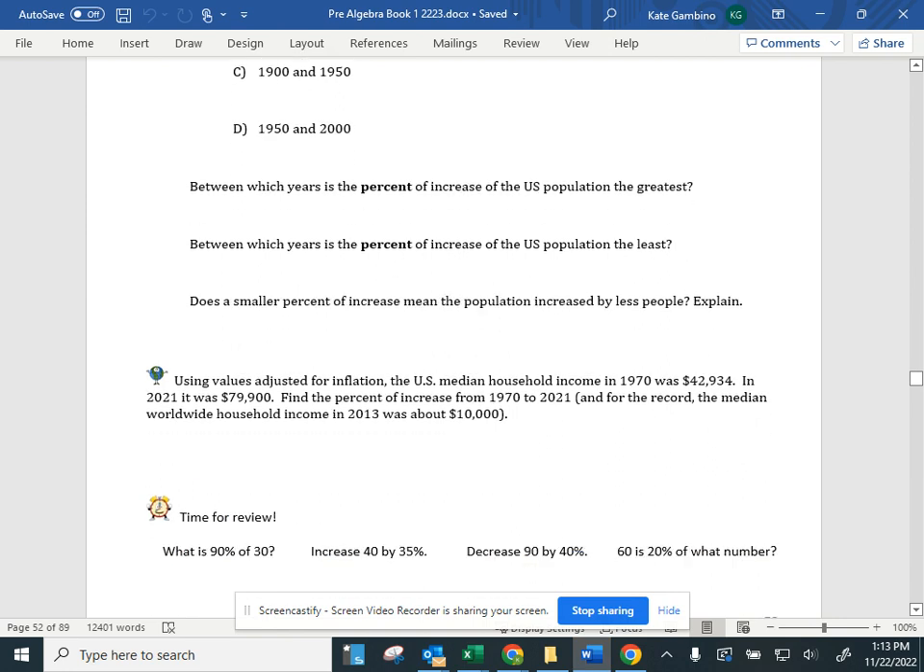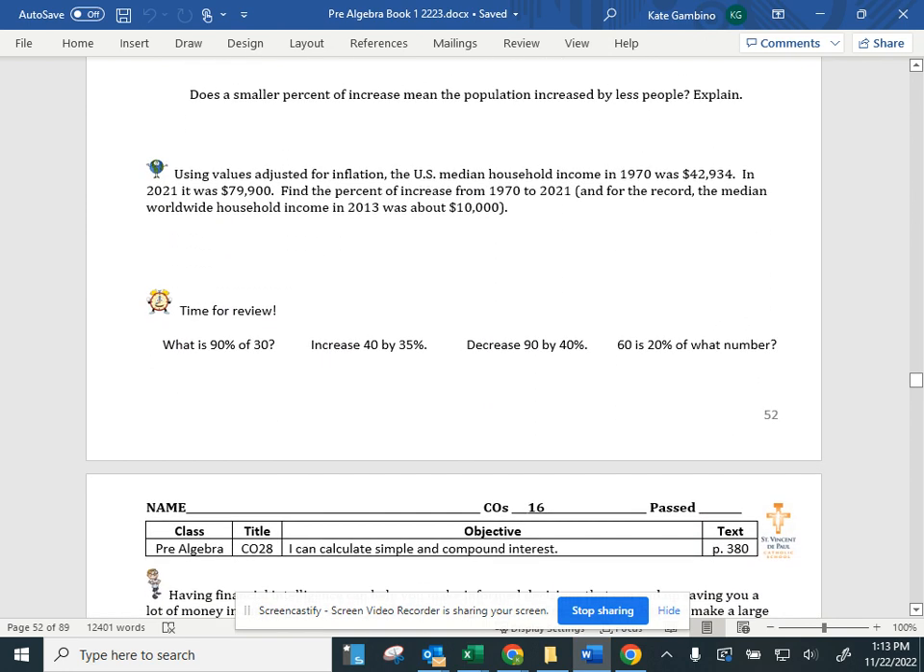All right, so let's look at the bottom. Using values adjusted for inflation, the U.S. median household income in 1970 was $42,934. In 2021, it was $79,900. Find the percent of increase from 1970 to 2021. For the record, median worldwide household income in 2013 was about $10,000. Wow. So on average, our median in the United States is a lot higher than what it is in the world, which is a good thing.